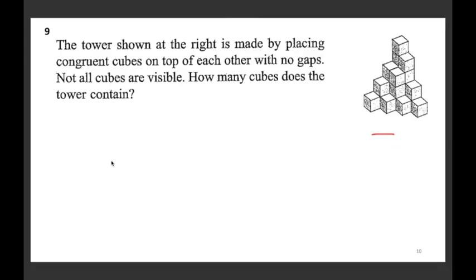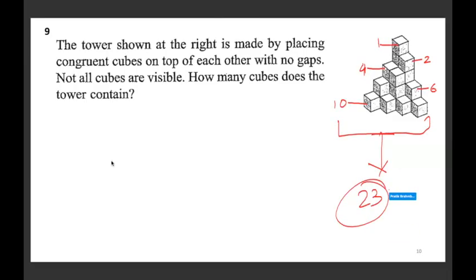Very simple. So first one, यहाँ पे एक है, यहाँ पे दो cubes हैं, यहाँ पे चार है, यहाँ पे this is 4, यहाँ पे 6 है, and यहाँ पे 10 है. So when you add all of them up, the correct answer that comes is 23 cubes. Okay. Move to the next one.